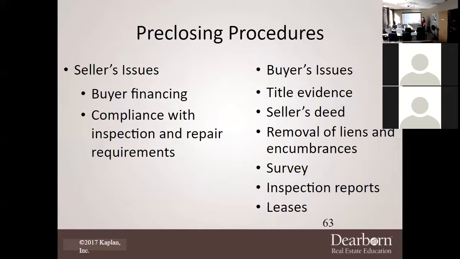Now, on the buyer side, the buyer has to deal with any title evidence, the seller's deed, as well as the removal of any liens or encumbrances, survey, inspection reports, and leases. They have a lot of things to deal with. Why? Because they're assuming the new house, so they've got to make certain that each and every one of these items is taken care of.